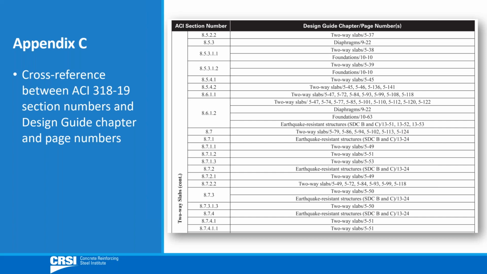A section index is given in Appendix C, which can be used to quickly locate information in this design guide on a specific code provision. For example, information on section 8.7.1.2 in the code can be found in the two-way slab chapter on page 5-51 of the design guide.